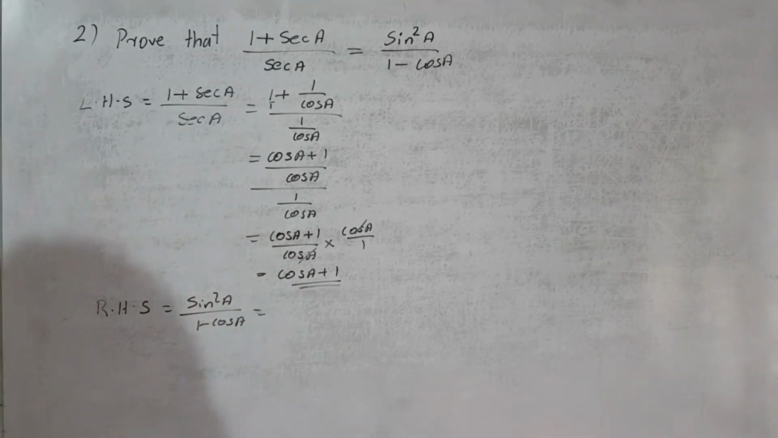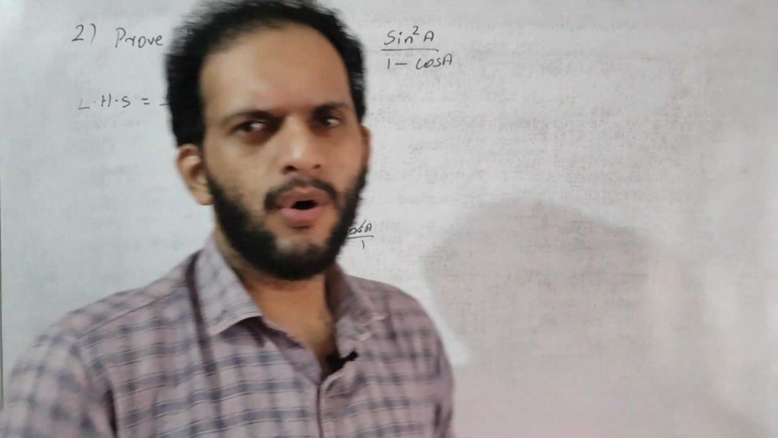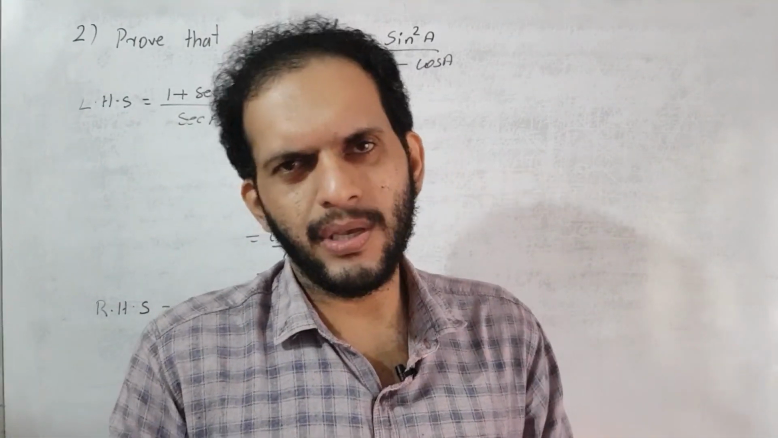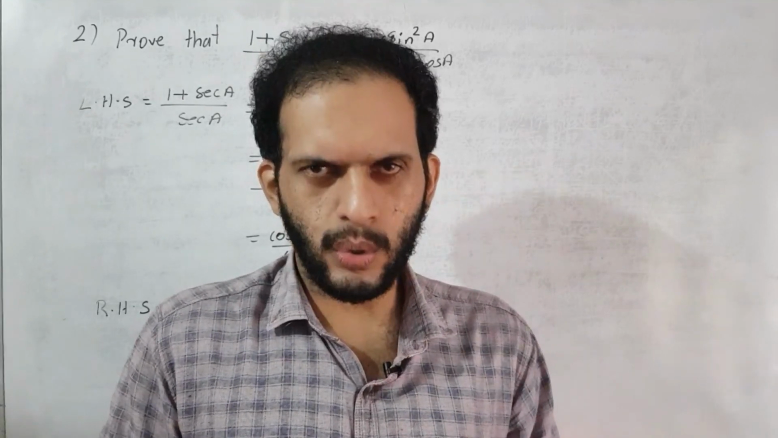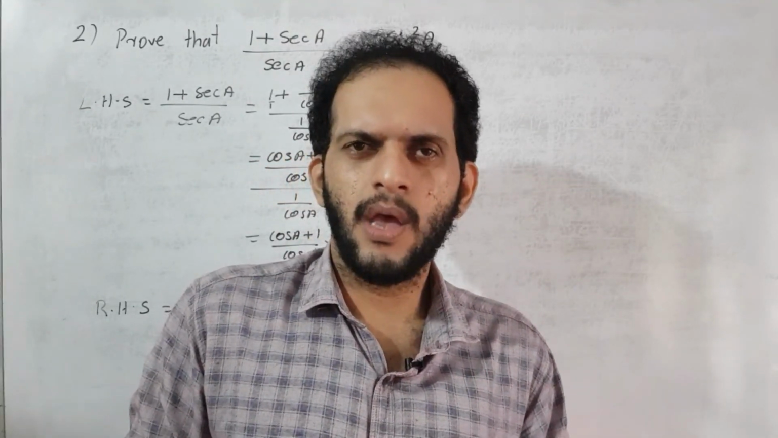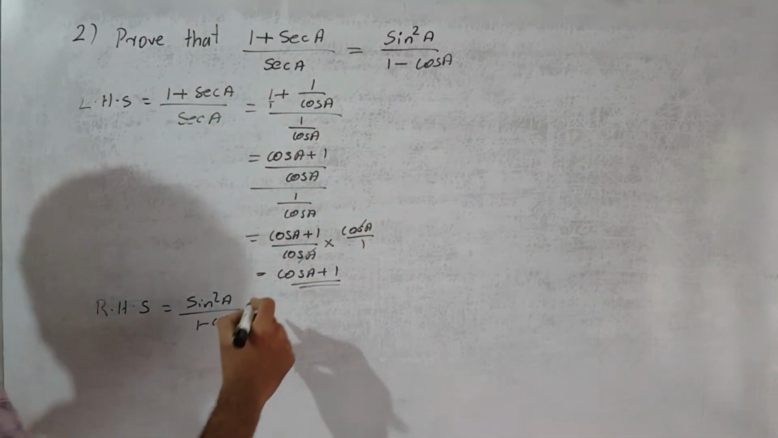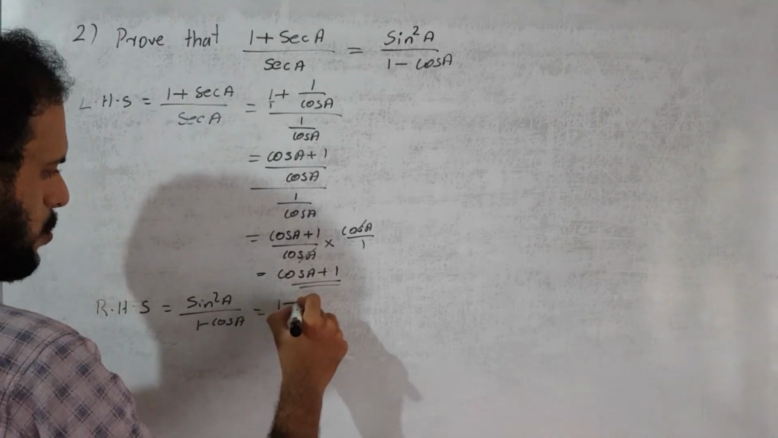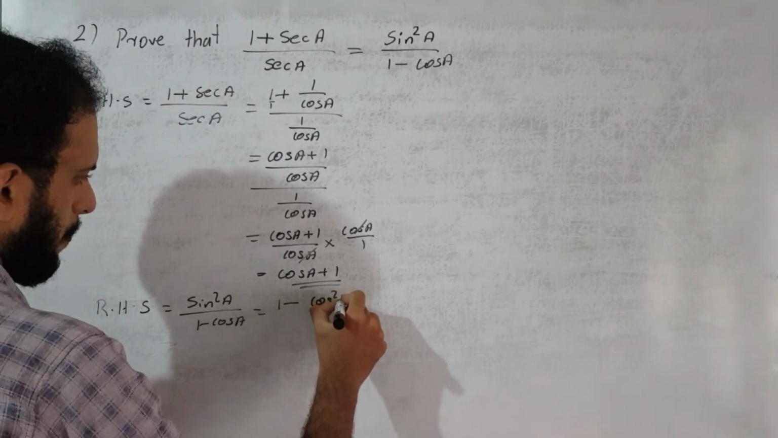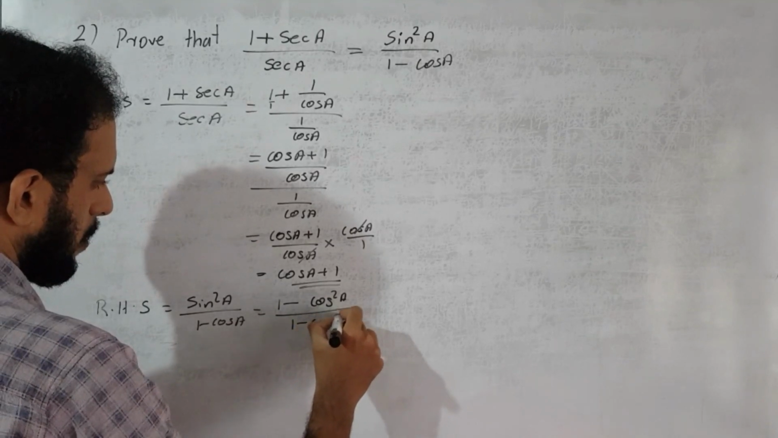Then what is actually sin square A? Yes, we studied, we know the relation: sin square A is equal to 1 minus cos square A, correct? So it's possible to substitute sin square A as 1 minus cos square A. Then sin square A we change as 1 minus cos square A by 1 minus cos A.